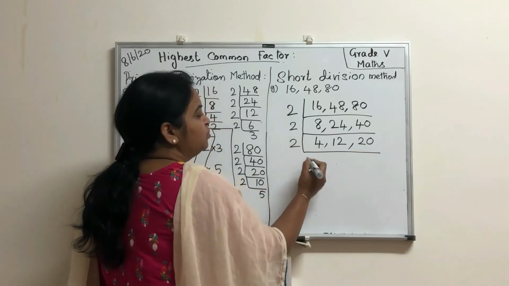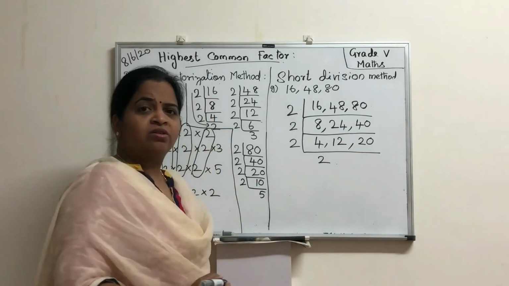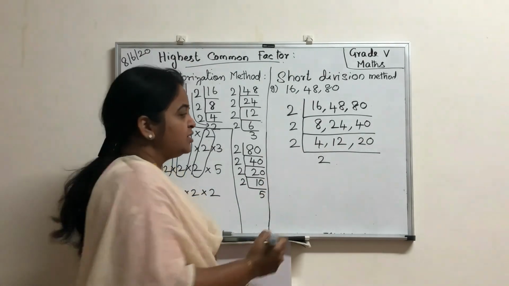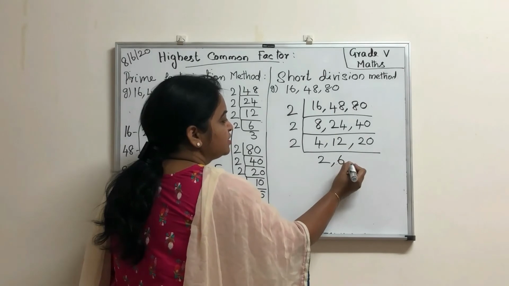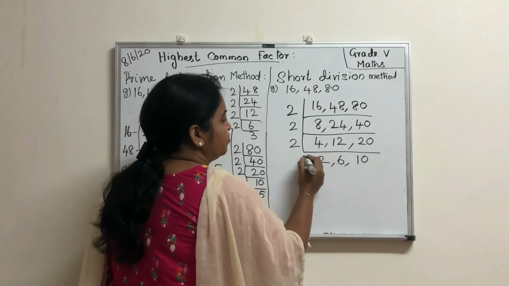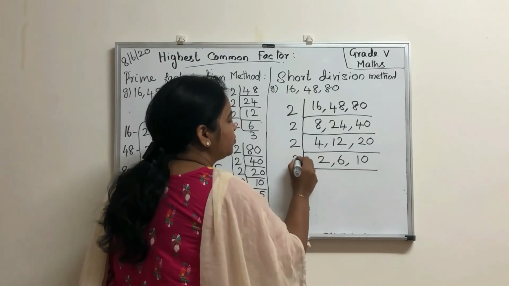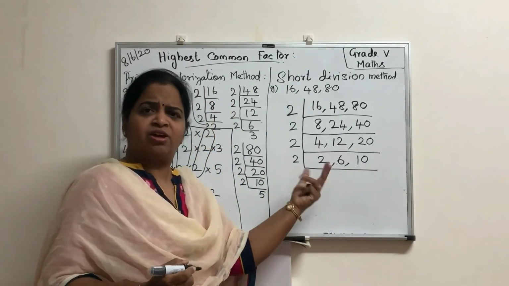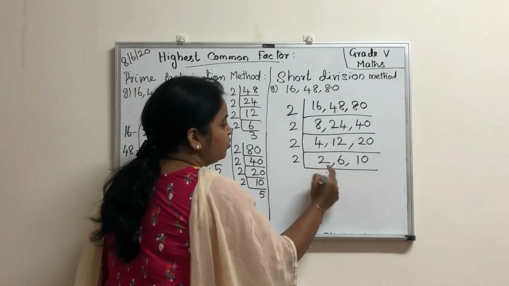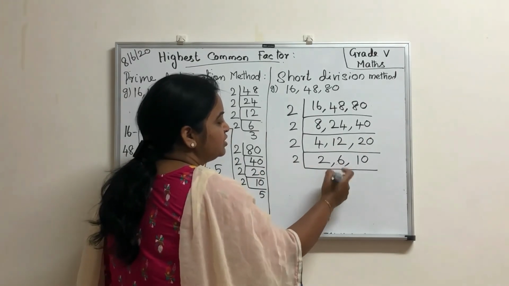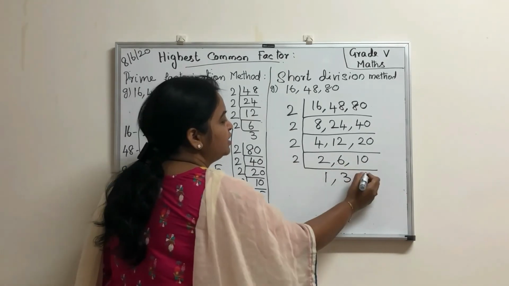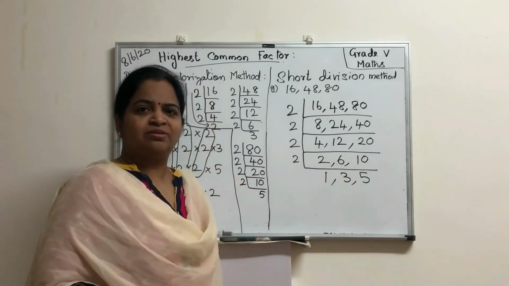Again do with 2. 2 twos are 4. 4 divided by 2 is 2. 12 divided by 2 is 6. 20 divided by 2 is 10. Again do with 2. Here also we cannot do with 3 or 5, right? So we are doing only with 2. 2 divided by 2 is 1. 6 divided by 2 is 3. 10 divided by 2 is 5.